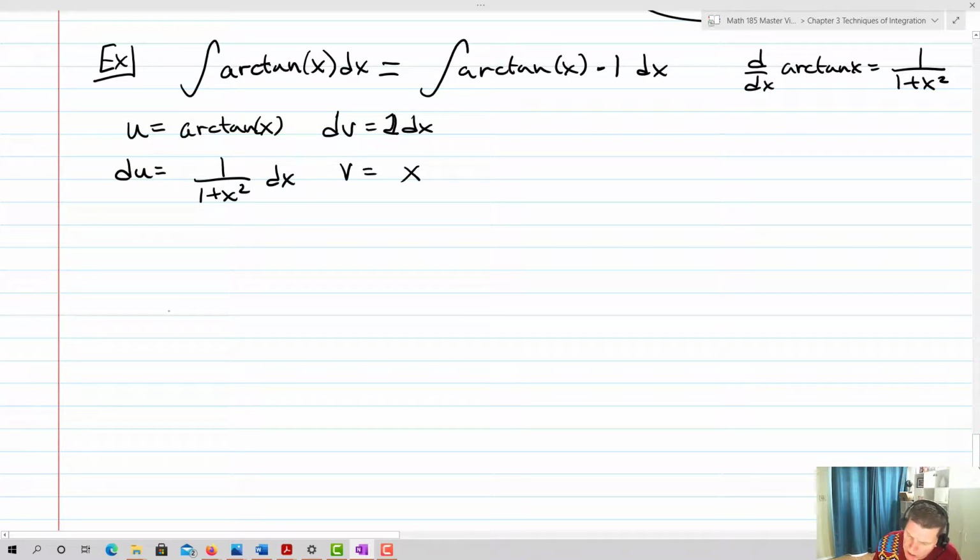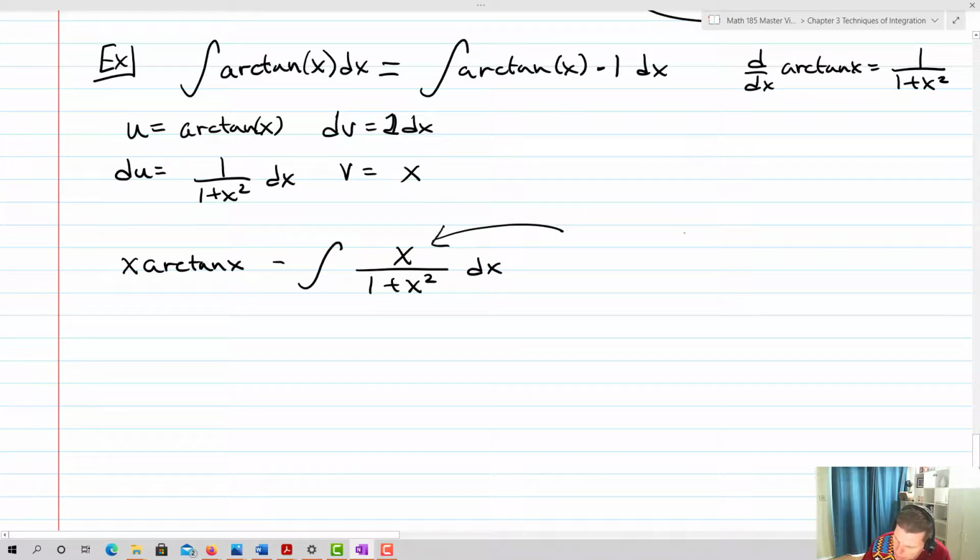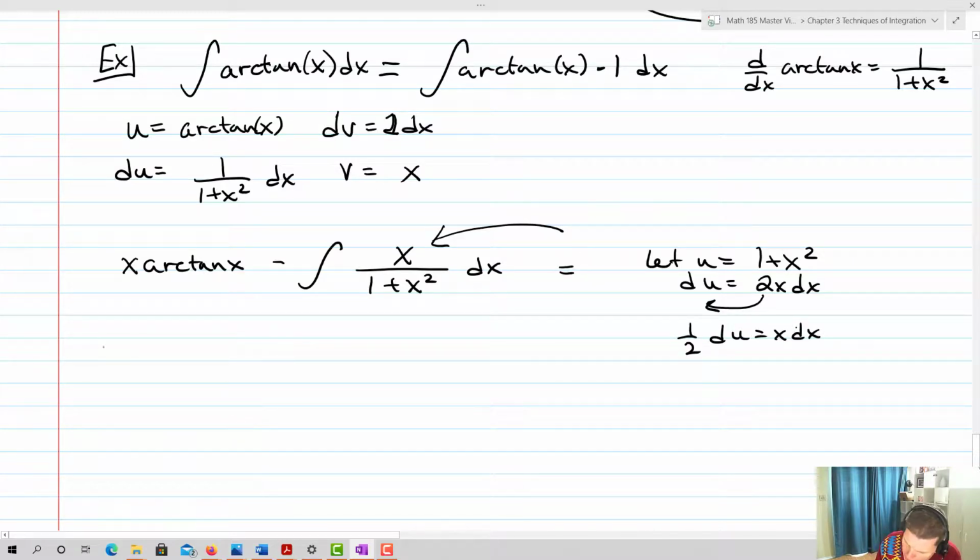So now, using our integration by parts equation, I get x arctan x minus the integral of x over 1 plus x squared dx. The cool part here is now I can use a u substitution. I'm going to let u equal 1 plus x squared. And then du is going to equal 2x dx. Pull over my 2 and I get 1/2 du is equal to x dx. So what I'm left with now is x arctan of x minus 1/2 the integral of 1 over u du.